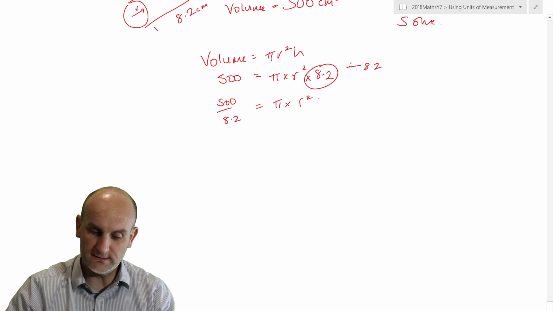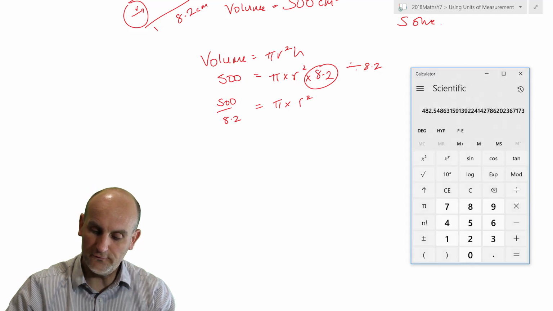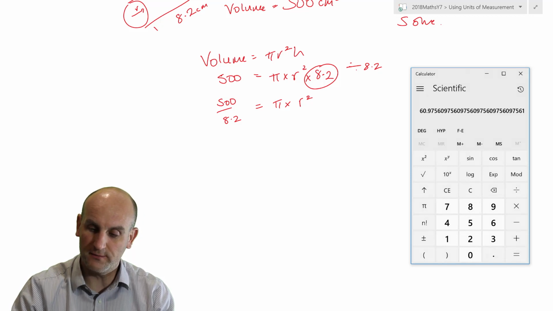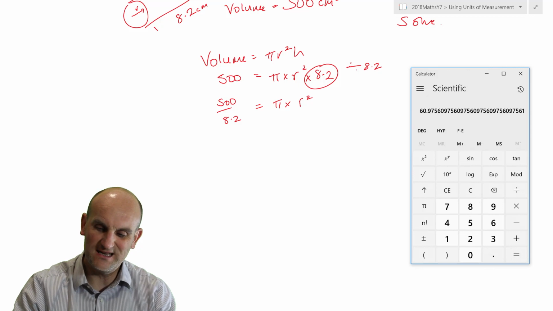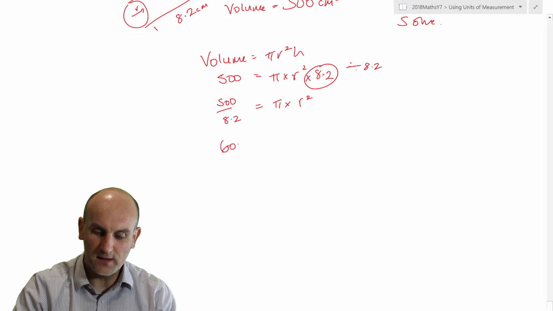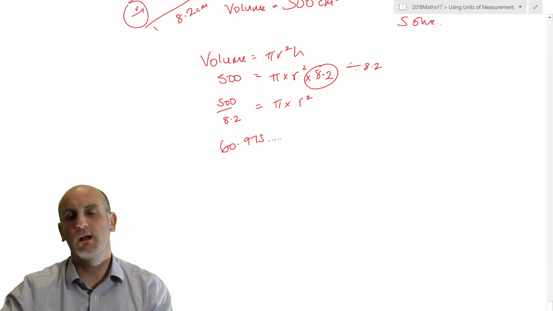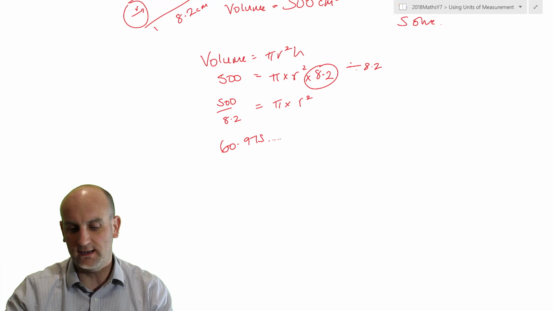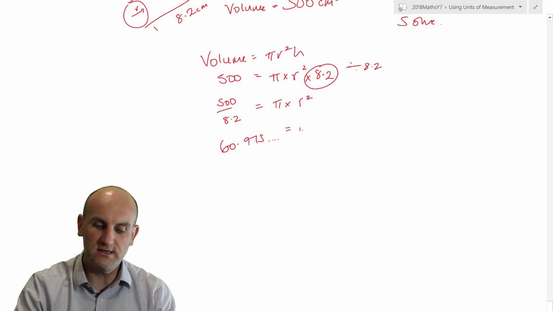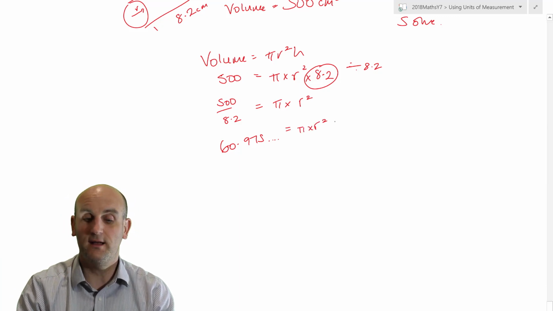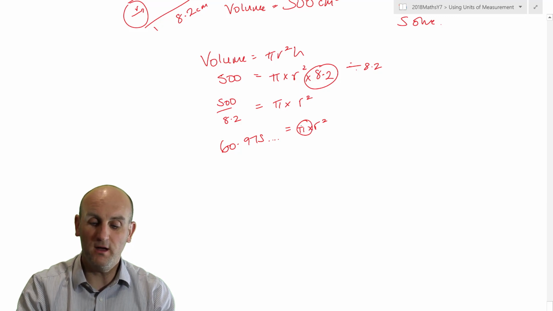So using my calculator, come on, calculator, load for me. So clear, 500 divided by 8.2 gives me 60.975... Now the reason I'm going to do those dots is because I'll round my last answer. I'm not going to round now because my calculator can remember all that. But I know that that's equal to pi times radius squared. I want to get rid of a times by pi. So I'm going to divide both sides by pi.